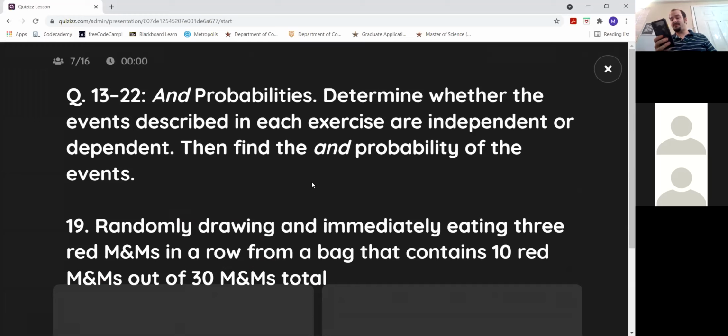So if I randomly draw and immediately eat 3 M&Ms in a row from a bag that contains 10 red M&Ms and 30 M&Ms total. So I take it from the bag, and they say it in a really fancy way, I eat the M&M. This is called without replacement. So I do not put the M&M back in the bag. I'm taking them out, I'm eating them, they're not going back in the bag.